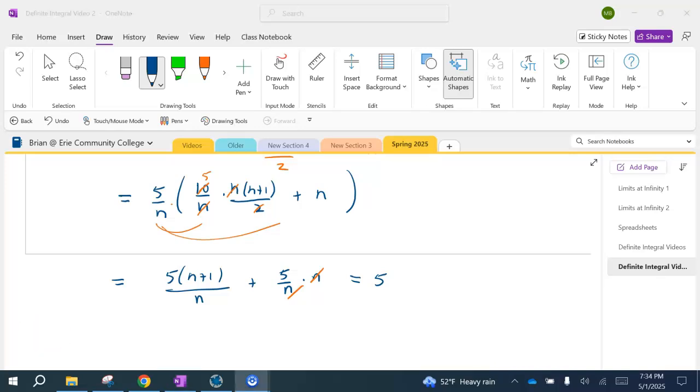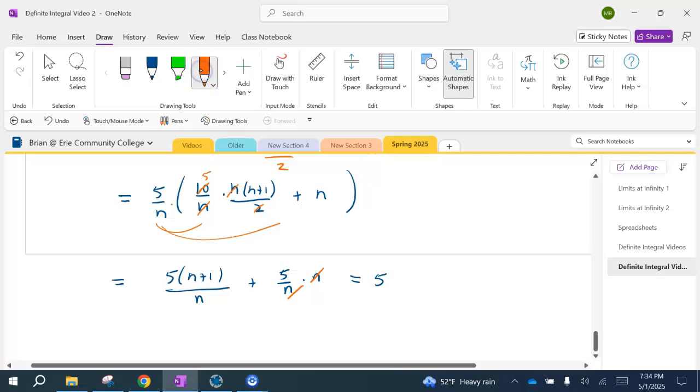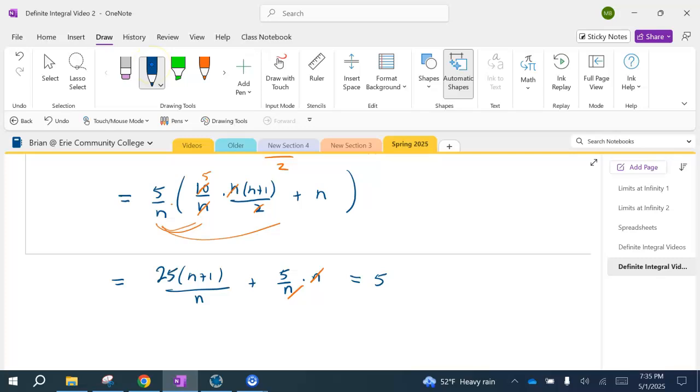I caught a mistake, maybe you recognized it, when I multiplied the 5 over n through here. We're going to have 5 times 5, so this right here should not have been 5. That should have been 25. I'm just going to fix that mistake. I missed the 5 times 5. Everything else is correct. So again, fixing this over here, we're going to have 25 times, combining these factors, n plus 1 divided by n, and then plus 5.